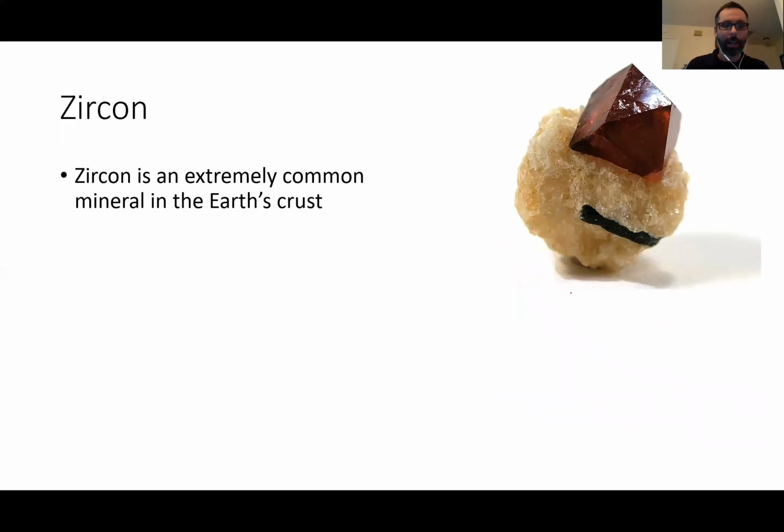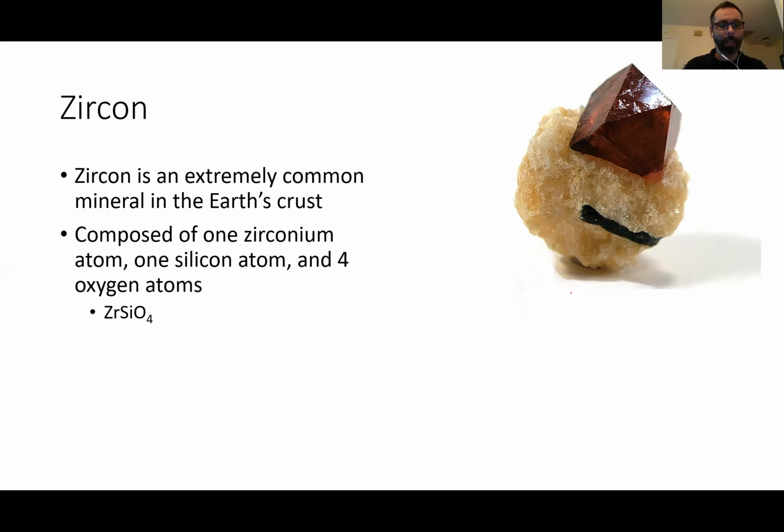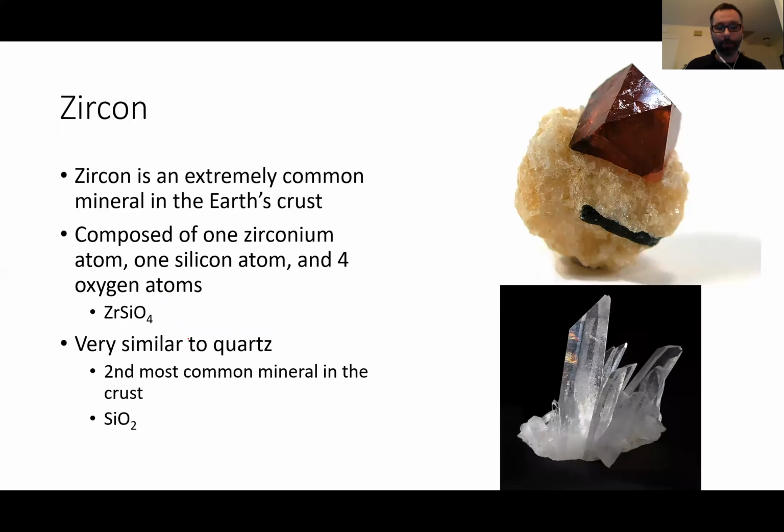A zircon is a rock that looks like that. It's one of the most common minerals in the earth. It's made out of zirconium and a silicon and 4 oxygens. You don't really need to know that, but you are going to see a diagram of this in a second here. It's very similar to quartz, which is one of the second most common materials in the crust. Like it's part of sand. These are very common rocks, which is good because they're everywhere.